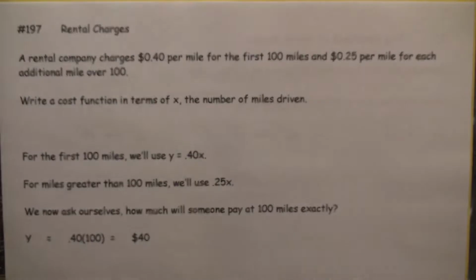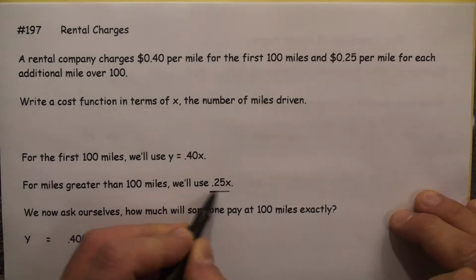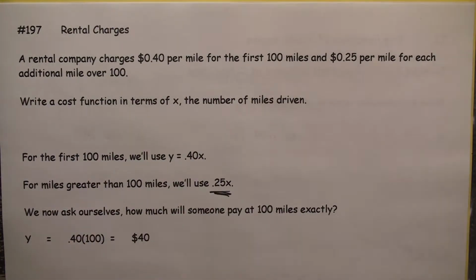So X is the number of total miles driven by the person renting the vehicle, car, bus, whatever it is. For the first 100 miles, we will use Y equals 0.40 times X. I think we can all agree with this. For miles greater than 100, we'll obviously use 0.25x of some kind. We're going to be multiplying the number of miles by 0.25.